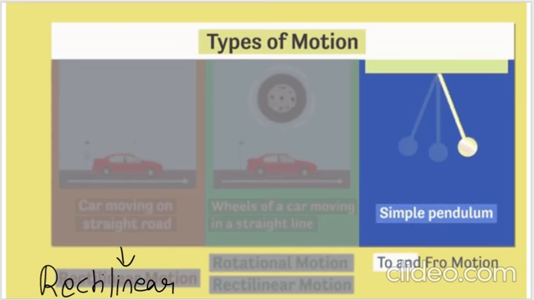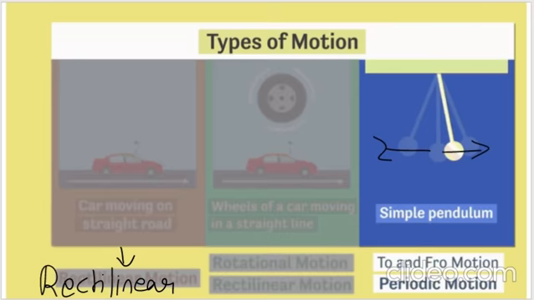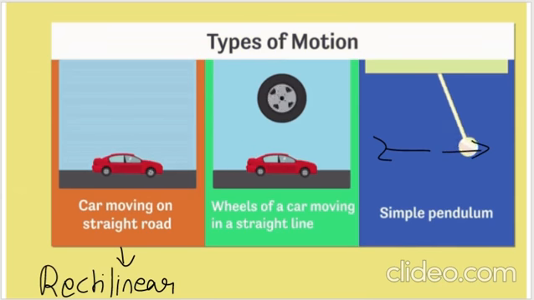Next is a simple pendulum. That's a to and fro motion, which is known as oscillatory motion. You can say it as oscillatory as well as periodic motion. So let's move towards our next topic.